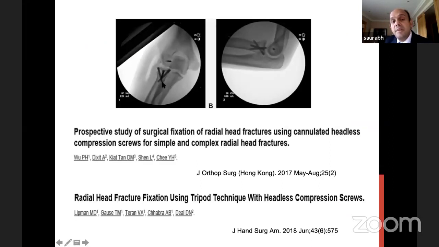Then again, a bit about fixation. So this is my preferred technique. I don't like plates personally because plates will impinge. Number two, the supinator gets stuck onto the plate and they lose supination and pronation. So with plates, you have to be prepared to go back in and take it out.